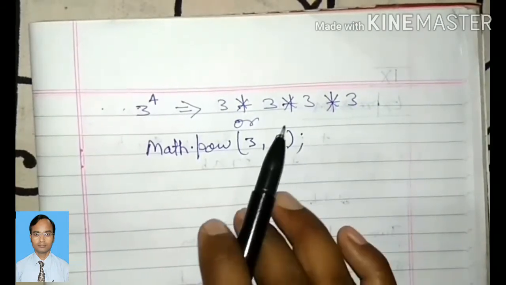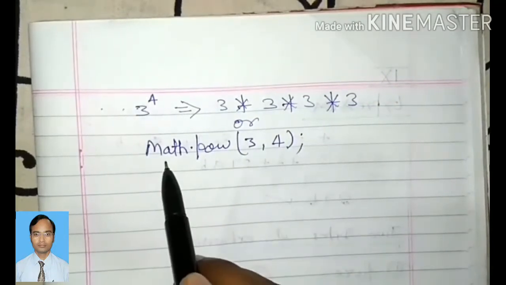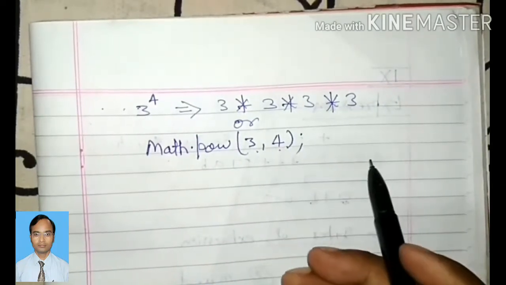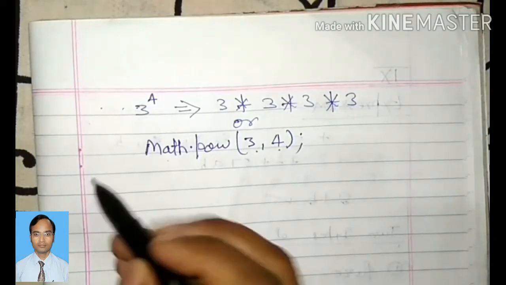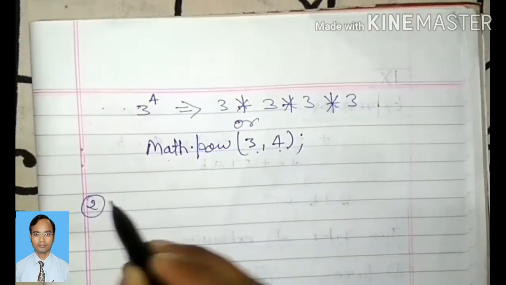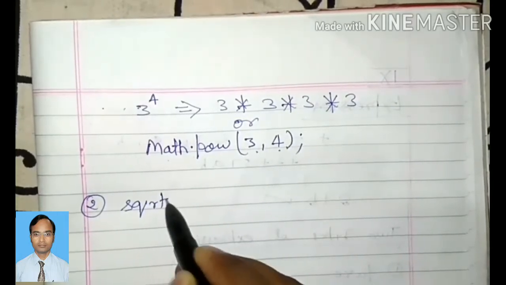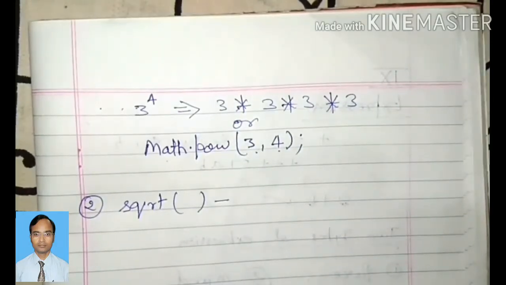Okay, this is very easy. If you want to calculate the power, just use math.pow with the base value and your power value. Okay, and the next function is sqrt, square root. This is used to calculate the square root of any given argument, of any given value.